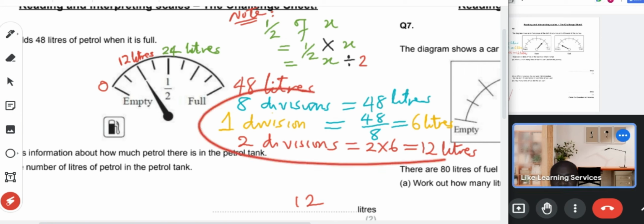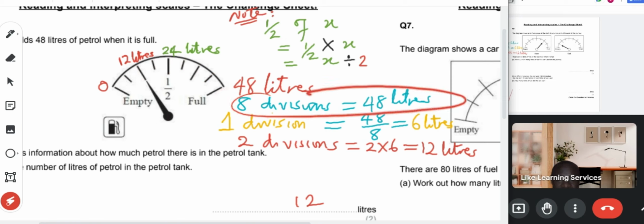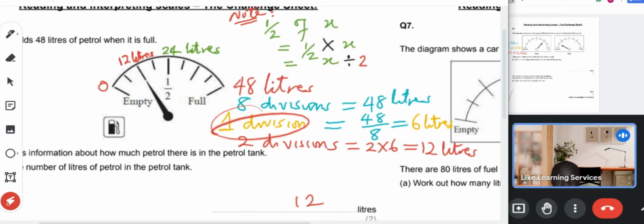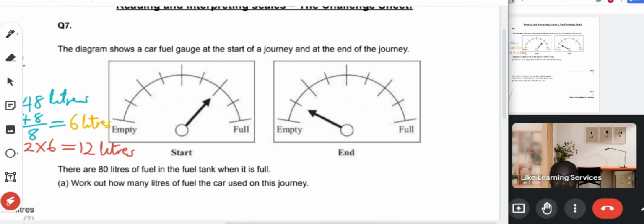Are you sure you understood this? I said 8 divisions is 48 liters, so we need to know what one division is. One division will be 48 divided by 8, which is 6 liters. So where the pointer is, 2 divisions, will be 2 times 6, and that's the answer we got earlier.